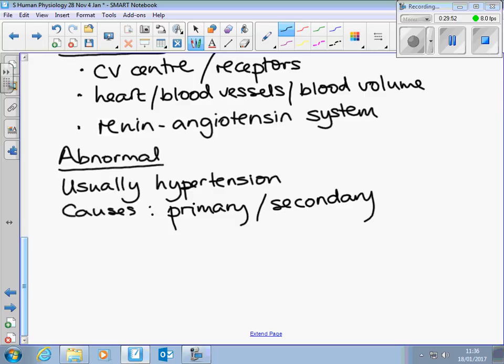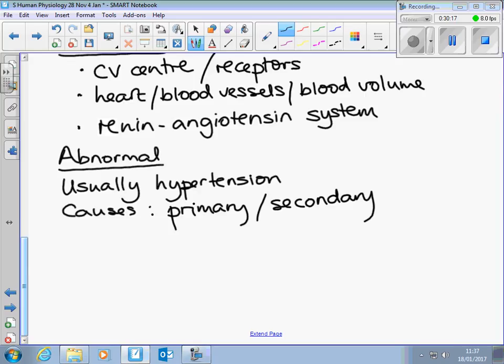Secondary hypertension is recognised as a symptom of other conditions. So, say for somebody with a kidney disease, because of the effect on the kidney, it can then cause high blood pressure, or certain hormonal problems, so endocrine conditions, and so you've got two different types of cause with that.